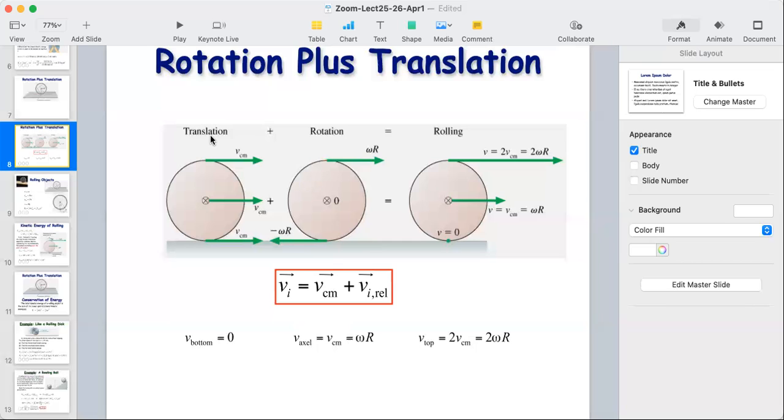This relationship right here, that the center of mass has a velocity equal to omega times the radius of the object that's rolling, is only true if the object rolls without slipping. So in other words, like Dr. Bindi was saying, this point of contact here has to grip the surface below.